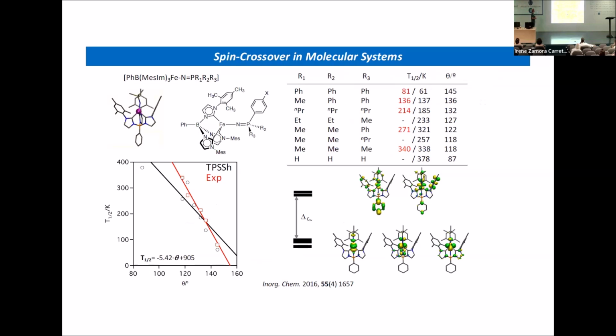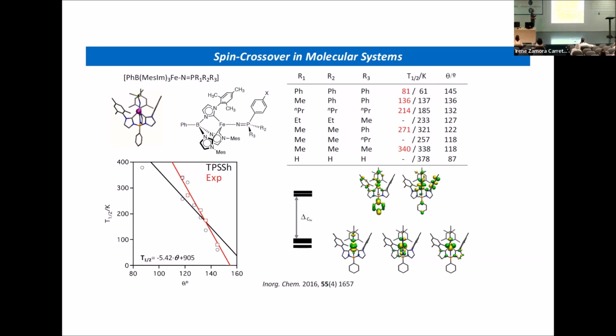And this is the correlation for the experimental data. There's a decrease with the Tolman cone angle. This is our computed values. We can also reproduce the decrease in the transition temperature associated with the size of the phosphine cone angle.